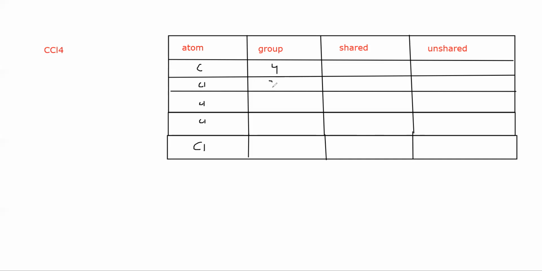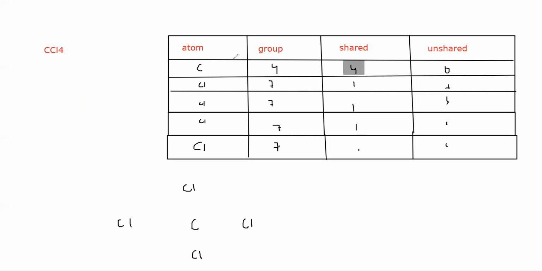Group 4, group 7, group 7, group 7, group 7. It will share 4, it will share 1. This will unshared 0, 6. So which one I should draw in the center, carbon or chlorine? Carbon, because the carbon share the maximum number. So the carbon should be at the center and chlorine surrounded. So carbon surrounded by chlorines, 4 chloride atom.